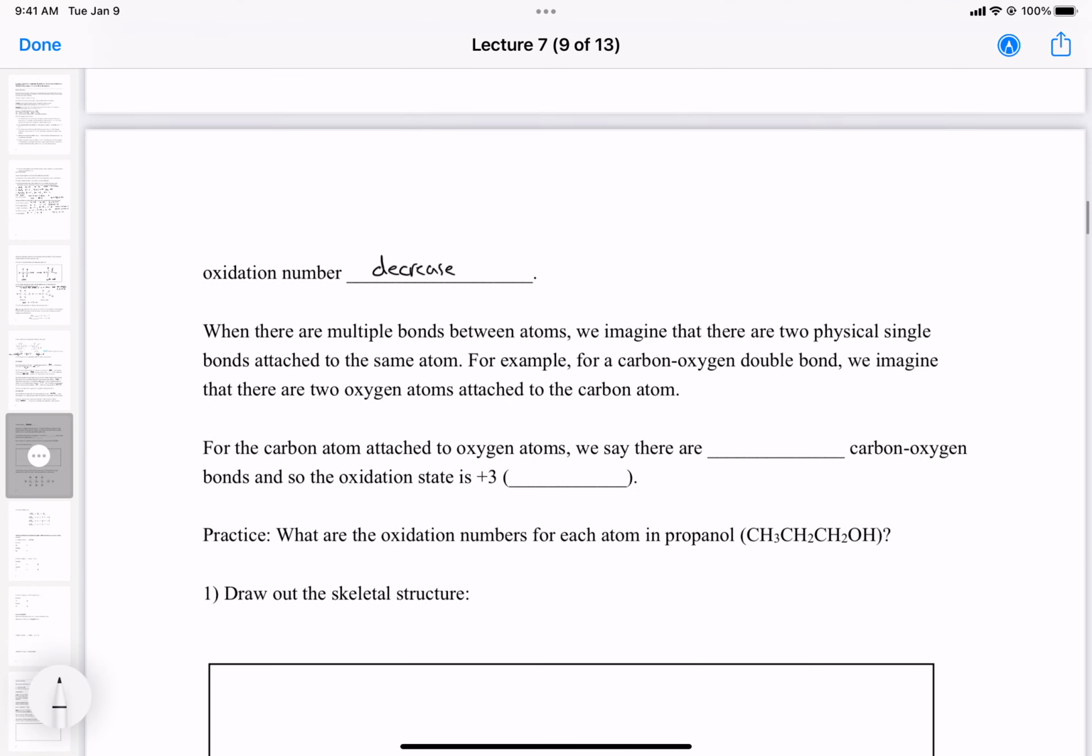So the only difference here is you have multiple bonds between the carbon and oxygen atoms now. When there are multiple bonds between atoms, we imagine that there are actually 2 physical bonds attached to it. So we assume that, say for this example, formaldehyde, we're going to imagine it looks like this.